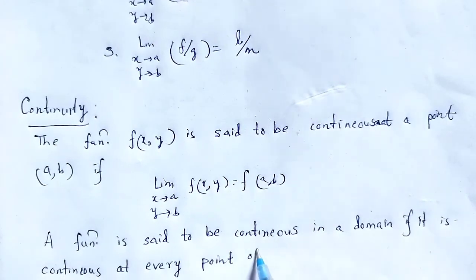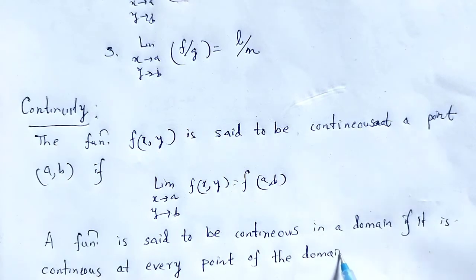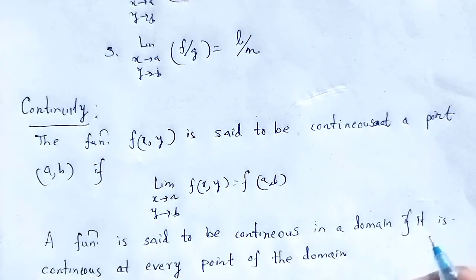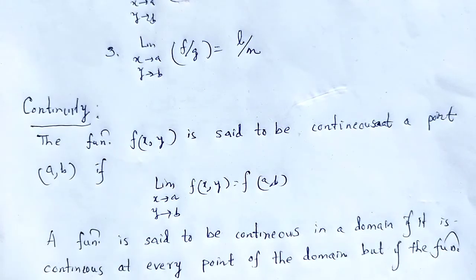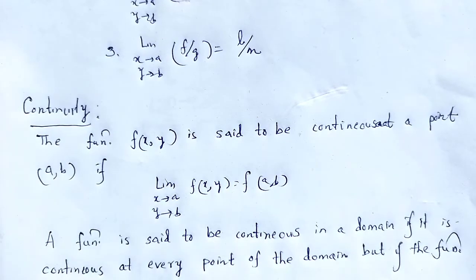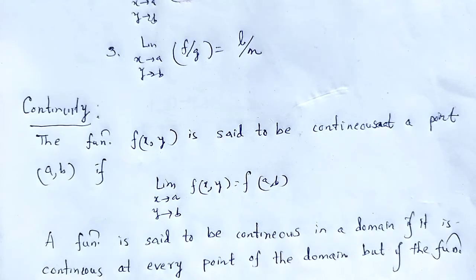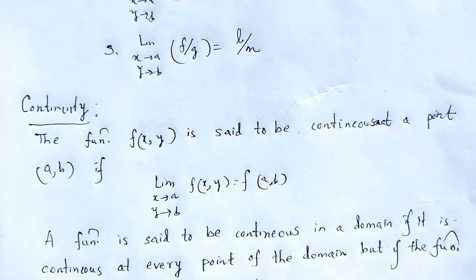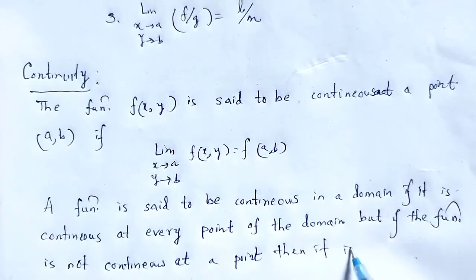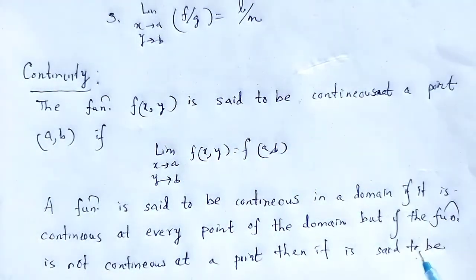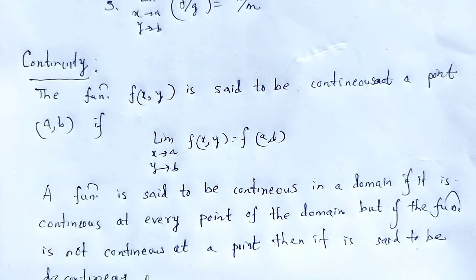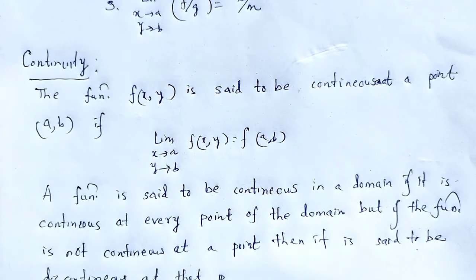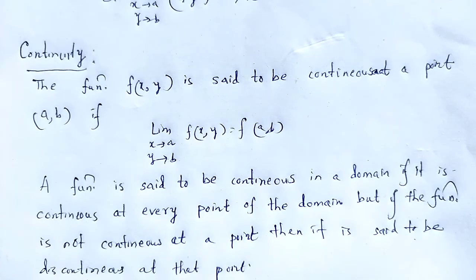At every point of the domain. But if the function is not continuous at a point, then it is said to be discontinuous at that point. Discontinuous at that given point.